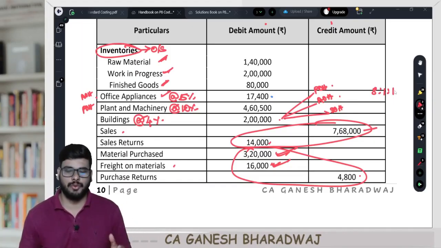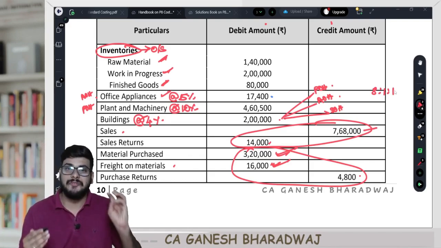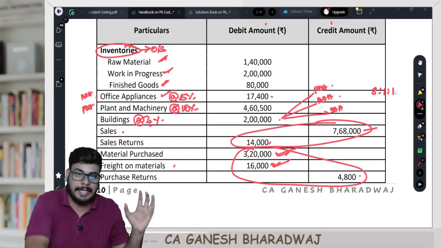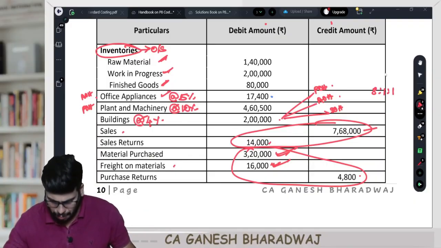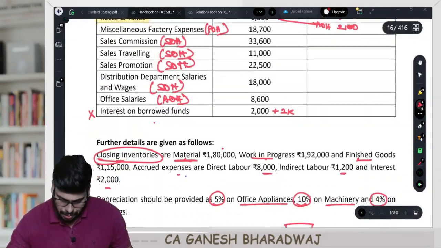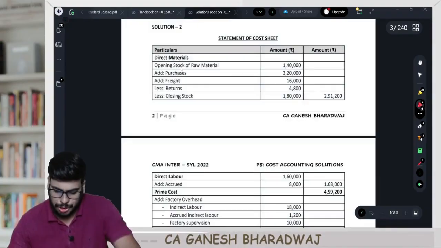So now what we need to do here, in this question, is first prepare the statement of cost sheet. We need to take the respective cost. The correct cost should be taken under the correct category, and we need to prepare the cost sheet. That's about this entire question, guys. Are you clear with this? Right? This is all about the question. So now let's quickly do the solution for this particular question.